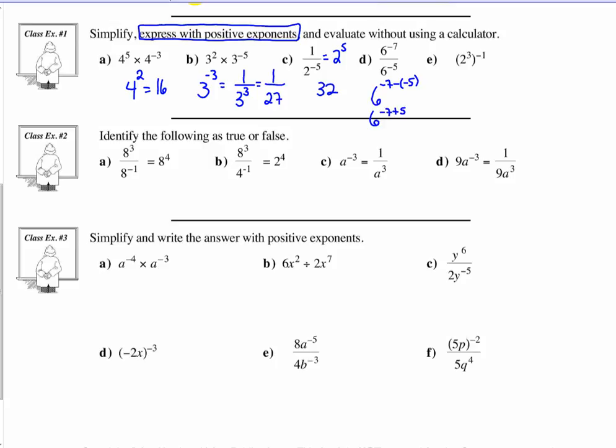-7 plus 5. Yeah, two negatives make a positive. -7 plus 5 is -2. Problem, we want to answer with a positive exponent, so where do we have to move it? To the bottom. So 6 to the -2 is the same thing as 1 over 6 squared, which is 1 over 36.